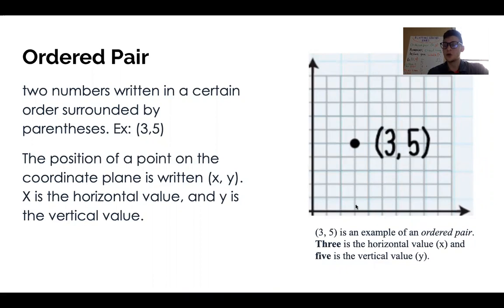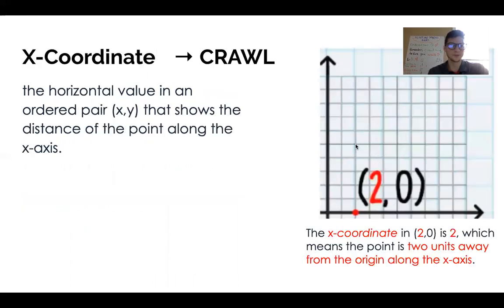Remember, our x coordinate is this horizontal axis, and that is how much we are crawling, which we crawl before we walk. So 1, 2, 3, we crawl 3, okay? And then 5 is my vertical value, my y, how much we're walking. 1, 2, 3, 4, 5, and we'll practice some more as we progress.